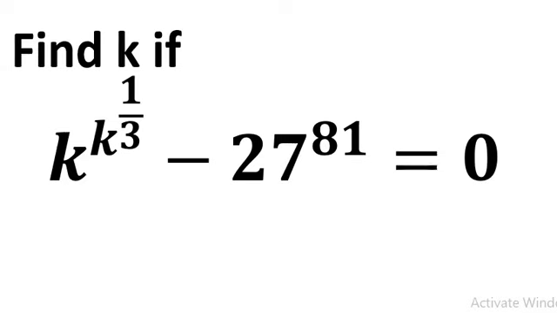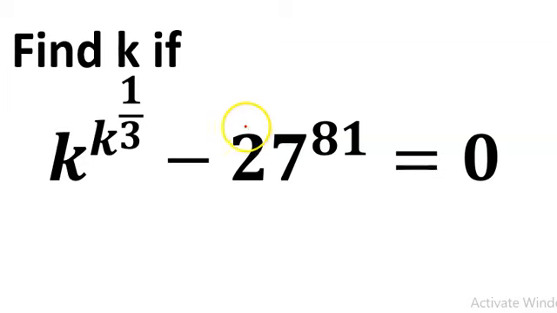To some mathematics. In this video, we have to find k if k raised to the power k, all raised to the power 1/3, minus 27 to the power 81 is equal to 0. So let's see how we are going to solve this.